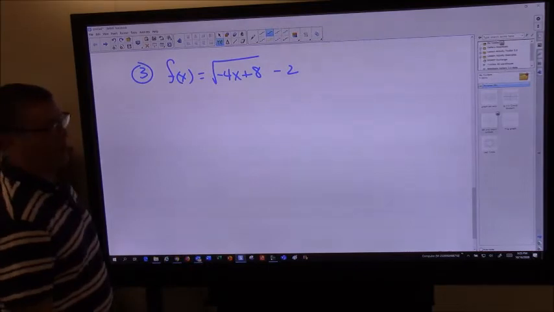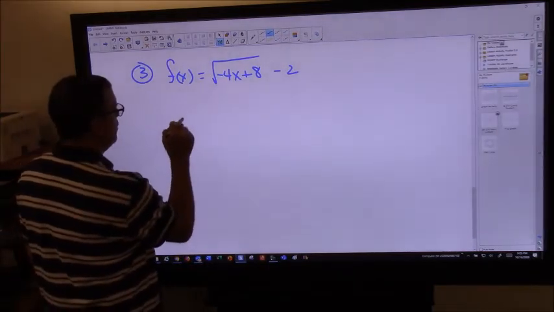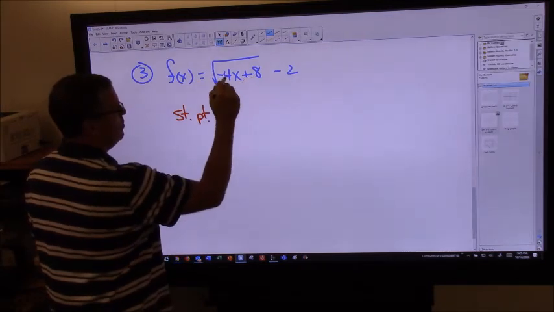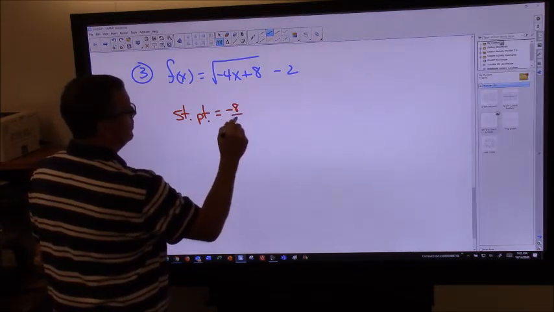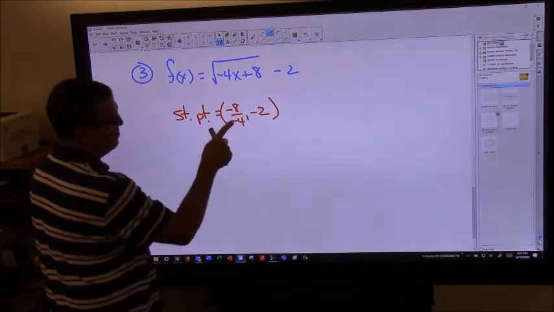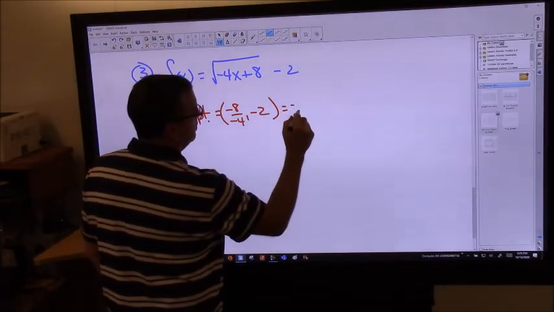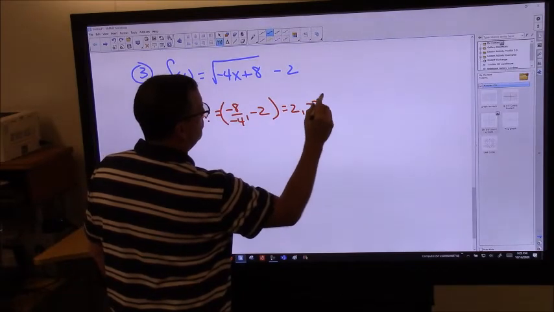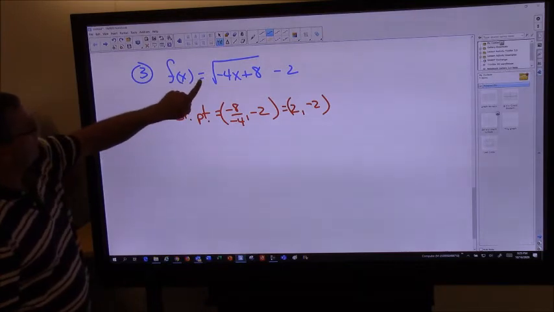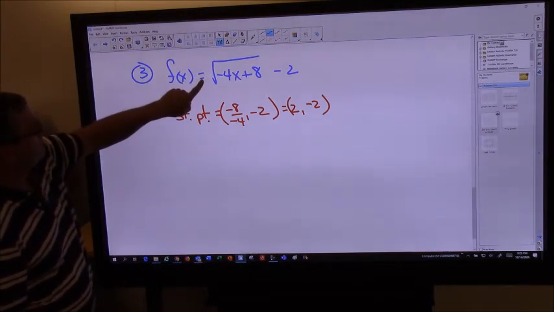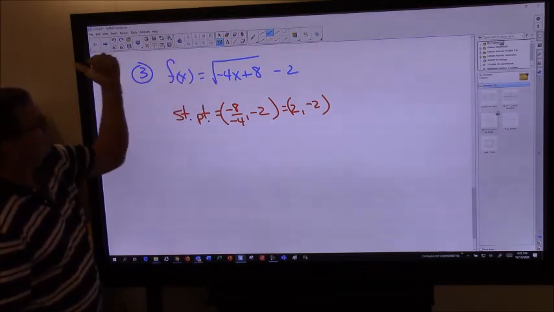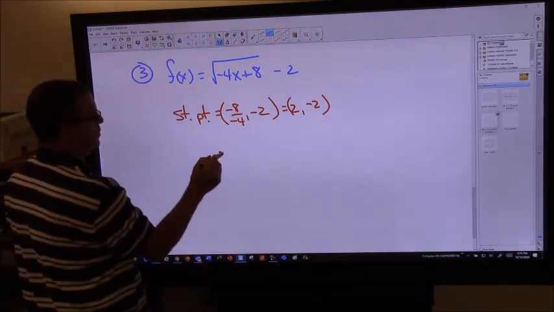All right, so I'm going to do the same thing. I want to know what my starting point is. Negative c over b, so a negative 8 over negative 4 comma negative 2, which is going to be a positive 2 comma negative 2. And which direction does this go? It goes up, because that's positive, and to the left. So up, to the left. My graph's going to go this way.